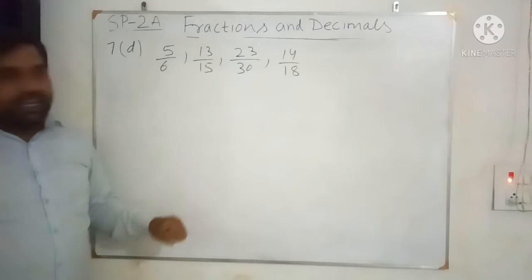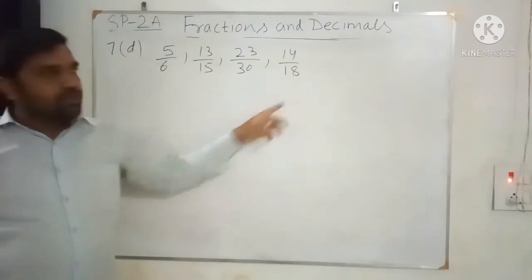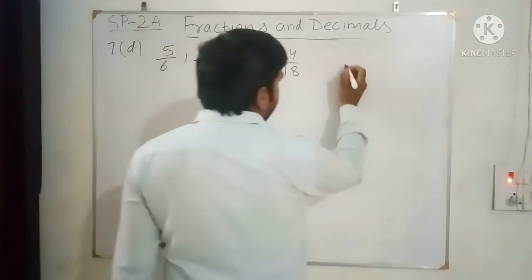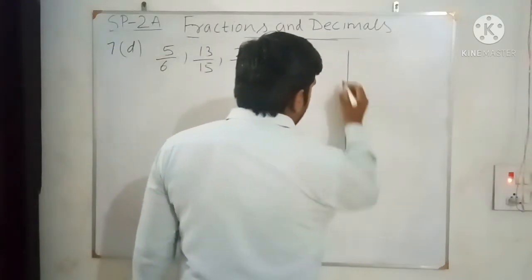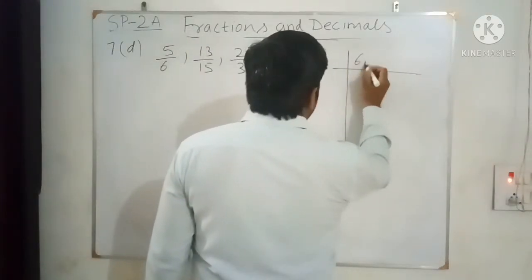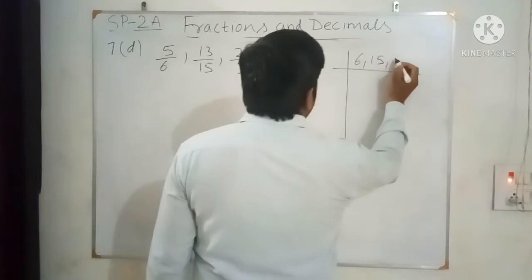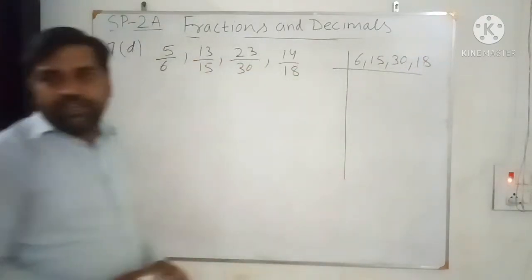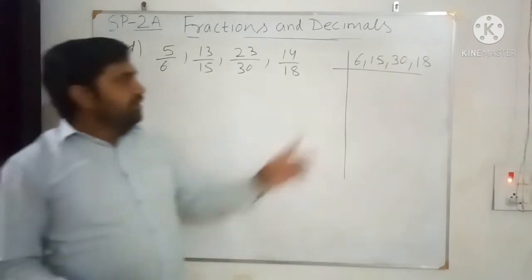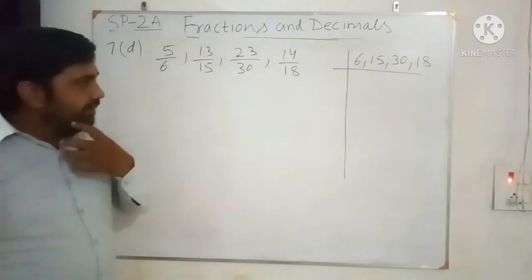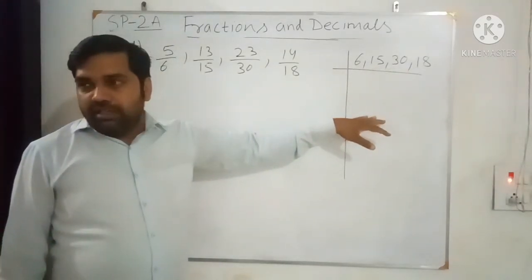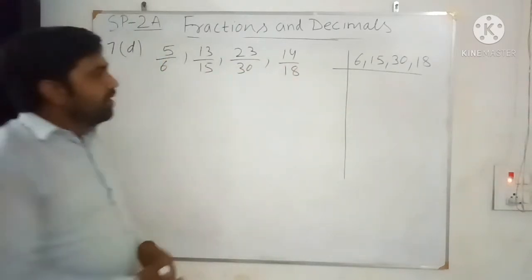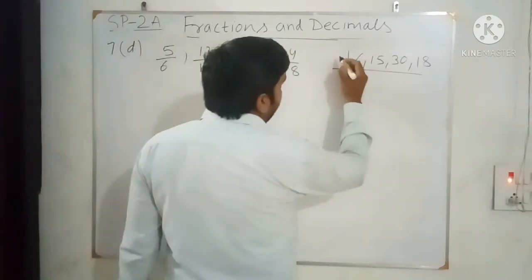We have to first find the LCM of the given denominators. So first of all we find the LCM of 6, 15, 30 and 18. These four denominators I have taken. Now I will find the LCM of these four denominators. Whatever the LCM will come, that will be the denominator for all these four fractions. Okay. Now find the LCM.